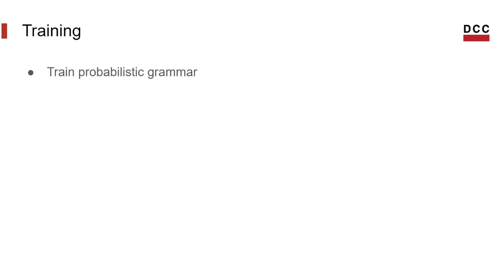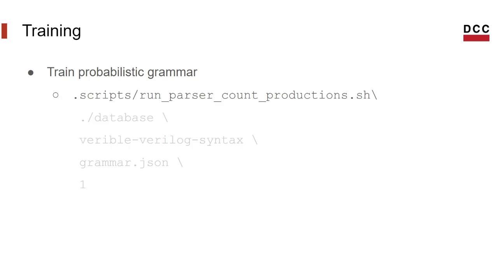The next step is to train our probabilistic grammar. We do that by running the script run_parser_count_productions, passing as arguments our database of programs, the path for Verible's parser, the name of the output file, which will be in JSON format, and the size of the context. In our experiments, we varied it from 1 to 6 gram.